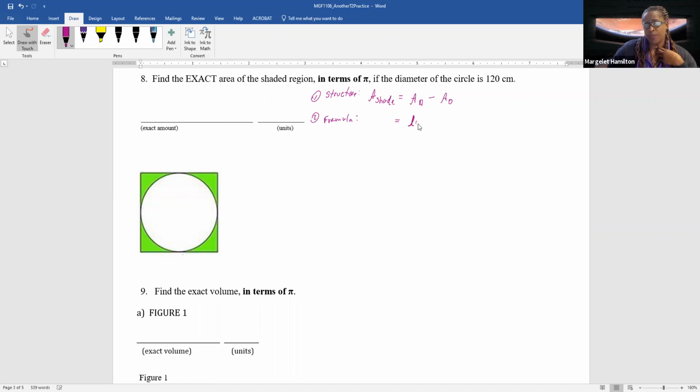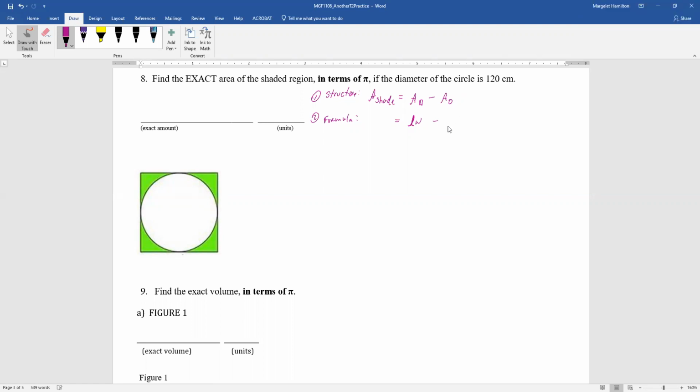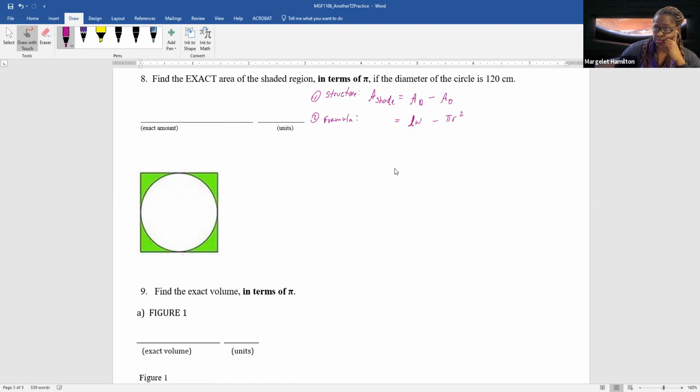So length times width minus the area of a circle. And we just looked at that one, right? Right. So the area of a circle was pi r squared. Are we still all right? Yep.